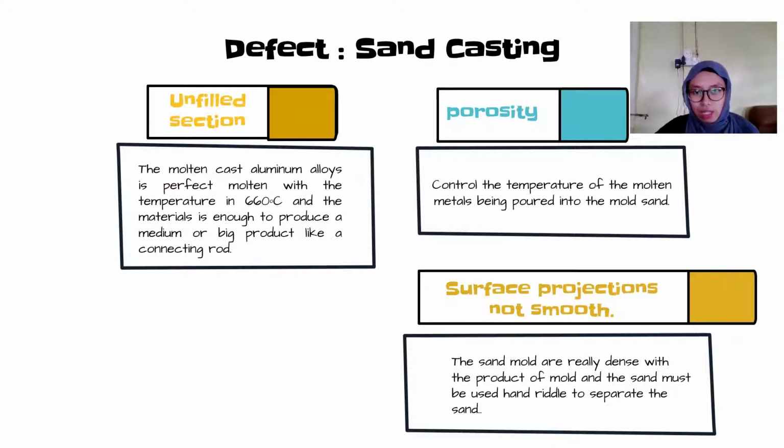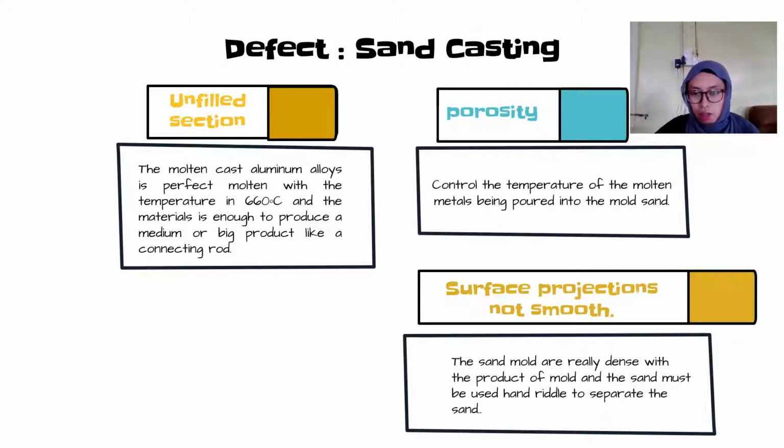The second defect is porosity. Porosity is caused by the temperature of the melt being higher than 660 degrees Celsius for aluminum alloy, and the permeability of the sand being poor due to high moisture. Porosity can be reduced by controlling the temperature of the molten metal being poured into the sand mold and reducing the moisture of the sand.